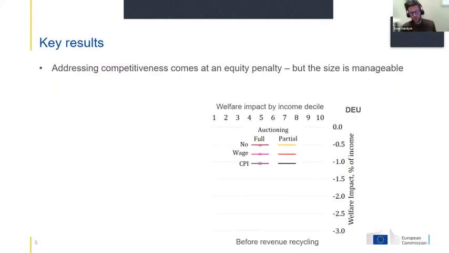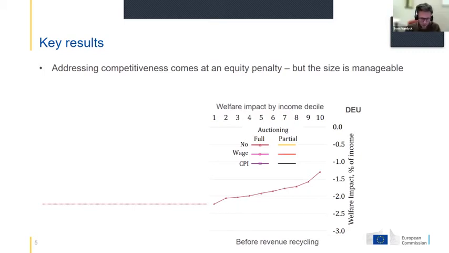Now, just focusing on the key results here, I will illustrate the insights with the German results, and I'll try to go step by step in the explanation. Here we see in the figure the welfare impacts by income deciles, for 10 income deciles on the horizontal axis, and on the vertical axis we see the welfare impact as a percent of income before tax recycling.